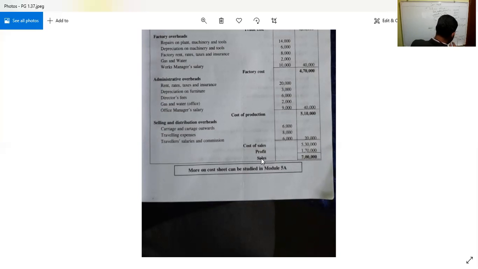This is the cost of sales or total cost. Total cost is 5,30,000. This 5,30,000, we are comparing with the sales, then we get the profit or a loss. This is the normal cost sheet. There is no adjustment item. Only the items in the question we are added up.